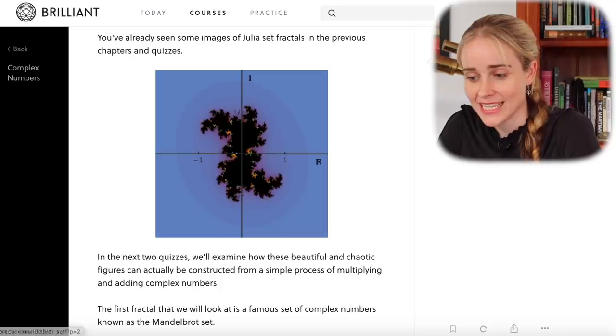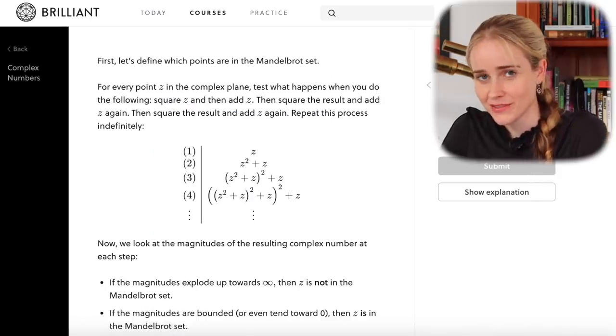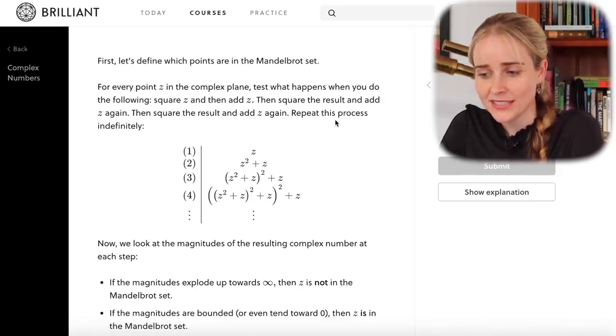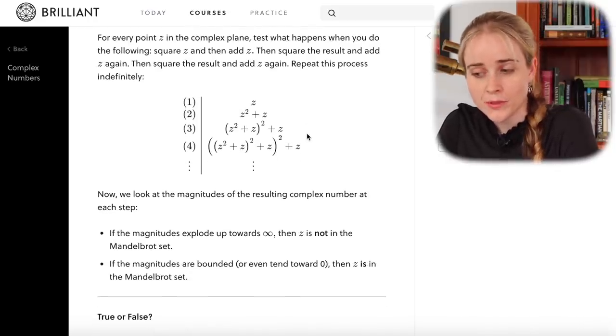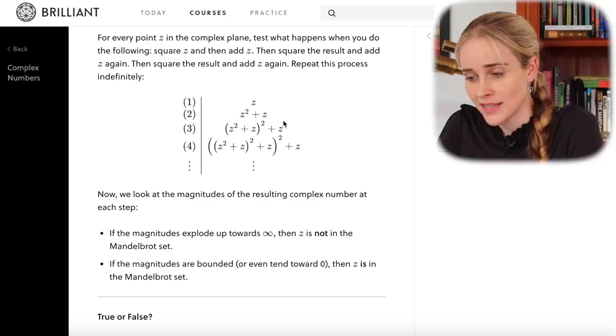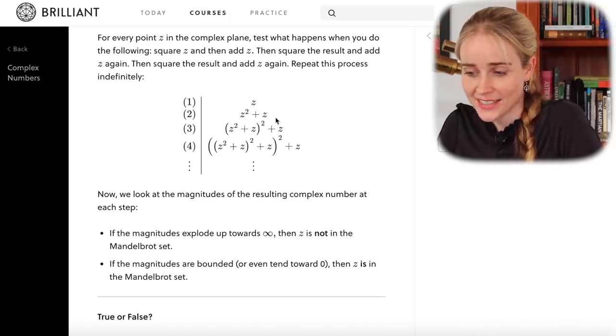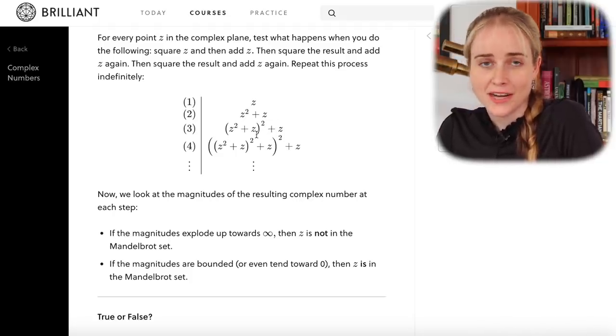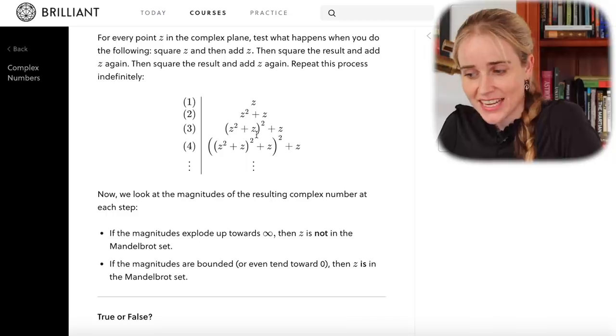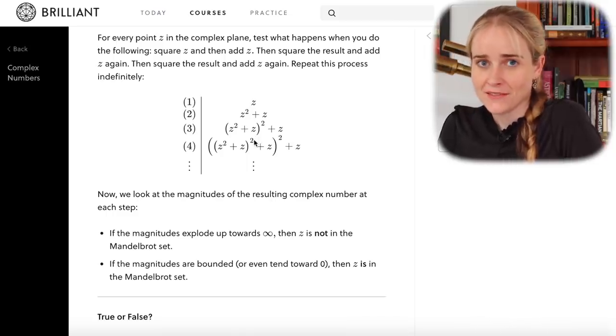I do really like their explanation and a lot of their visuals for the Mandelbrot set, so let's have a look at how they say we can define it. What you do is you start with a complex number, call it Z. Then if you square that and add it to itself, look at what you end up with. Then square that and add Z to that, and keep going like that forever.